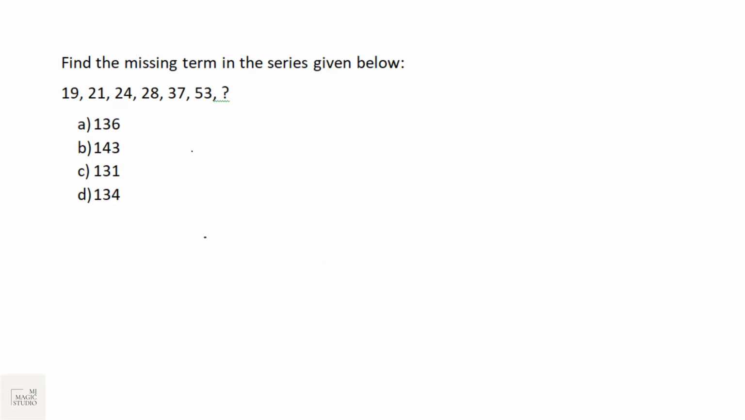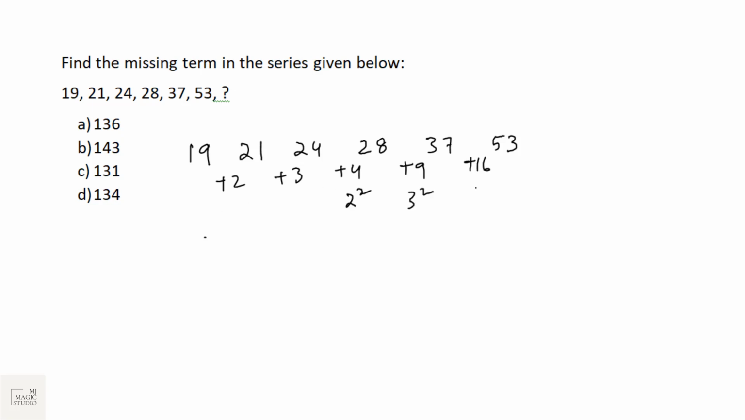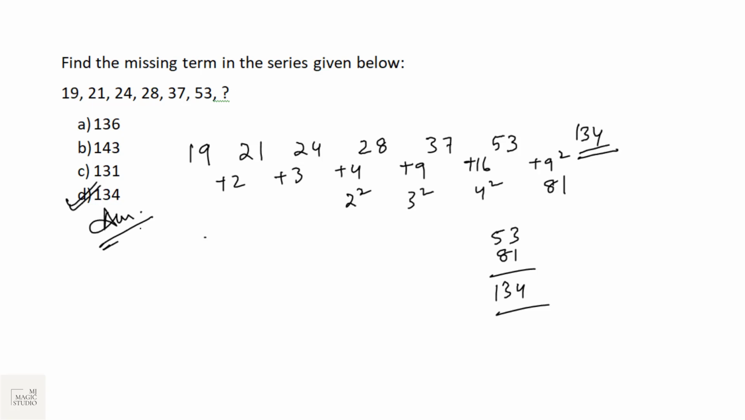Okay, one more. 19, 21 plus 2, 24 plus 3, 28 plus 4, 37 is plus 9. Bingo, getting the trend. And this would be 16 plus 16. So this is plus 2, plus 3, then plus 4, these are squares. Then this should be plus 9 squared, that is 81. 53 plus 81 would be 134. Next number should be 134. Yes, that we have in option D.